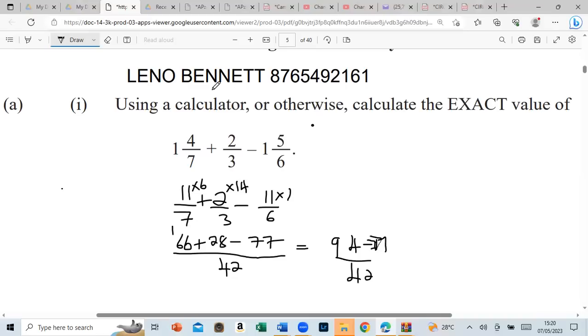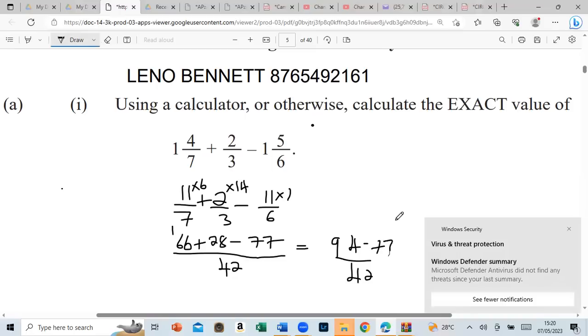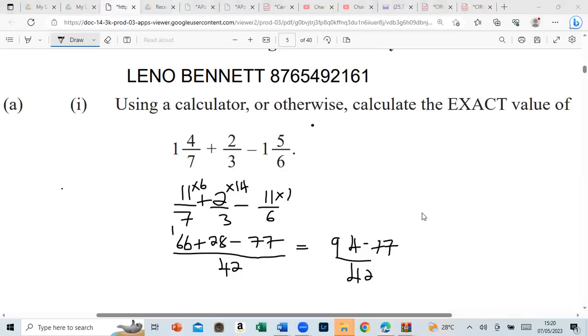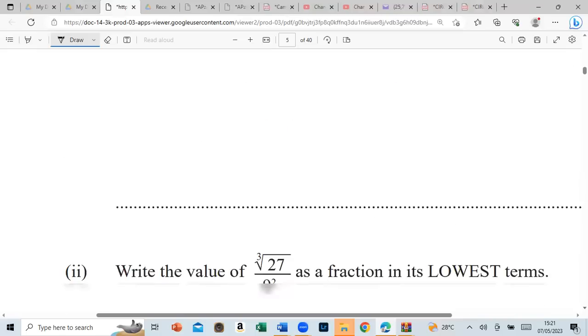Remember, this is 77. Sometimes that's what happens. Did you guys get this? Be honest, guys. Don't ever trip. 7 from 14 leaves 7, and 7 from 8 leaves 1. So that's 42 as our denominator, 17 as our numerator. Alright, let's proceed. Did you guys get that 3 marks?